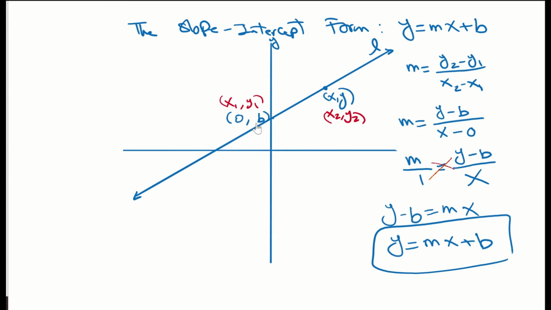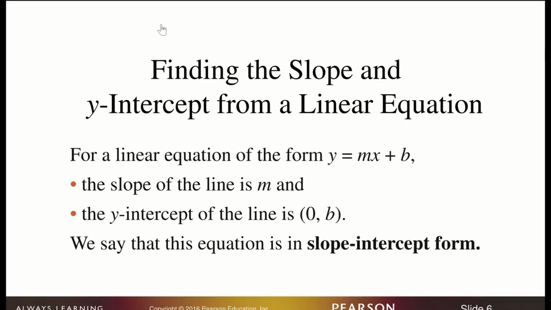We don't want to just say the y-intercept, because remember, the y-intercept is the ordered pair (0, b). So we want to be very specific and precise, so we'll say b is the y coordinate of the y-intercept. So just to summarize, for a linear equation of the form y equals mx plus b, the slope of the line is m, and the y-intercept is the ordered pair (0, b). And we say that this equation is in slope-intercept form.